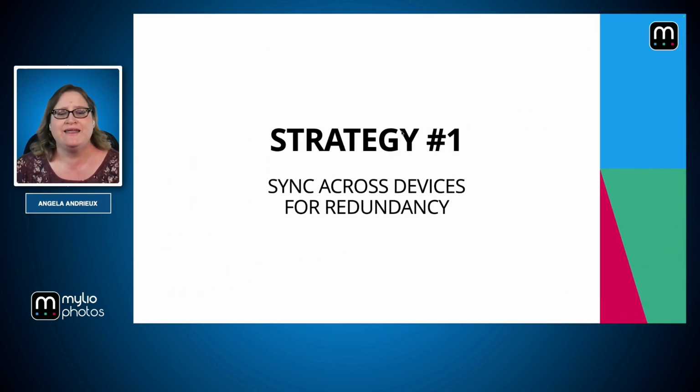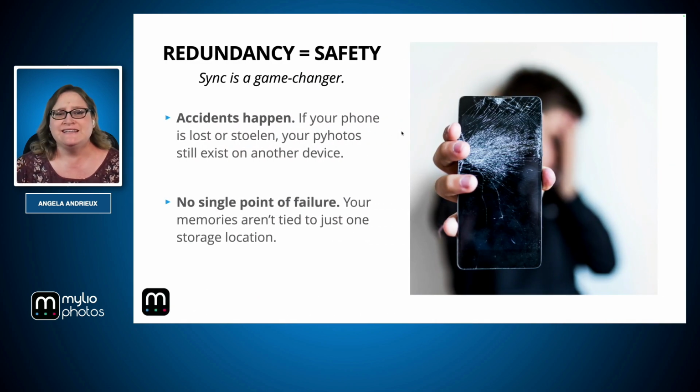So strategy number one is syncing and redundancy. Redundancy is your safety net. You want to have your things in more than one place because if you don't, you have a single point of failure. If your photos, videos, those precious memories are tied to a single location, if your phone is stolen and that's the only place they live, those pictures are gone forever. And syncing aims to change that. So your stuff lives in more than one place, and redundancy really changes the game.